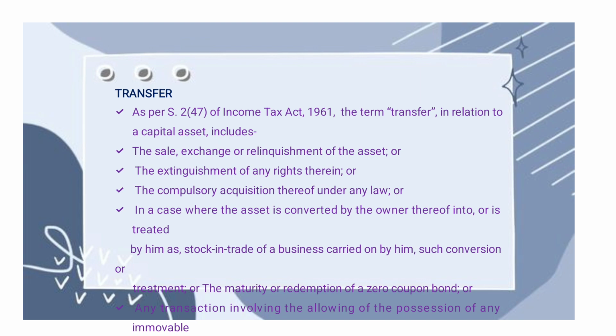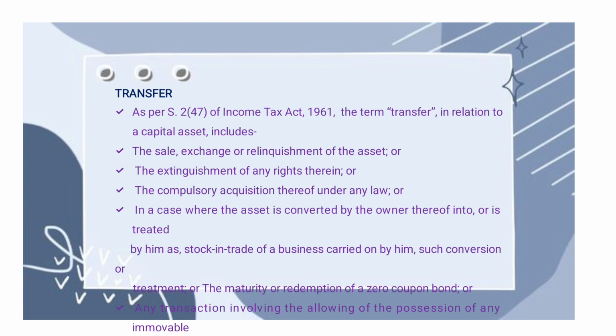Compulsory acquisition under any law comes under the category of transfer. Compulsory acquisition means that, for any purpose, such as setting up new industrial undertakings, existing industries, or renovations, the government needs some space, land, or a building, and acquires it compulsorily from the assessee. Where the asset is converted by the owner into stock in trade of a business carried on by him, such conversion or treatment is called transfer.